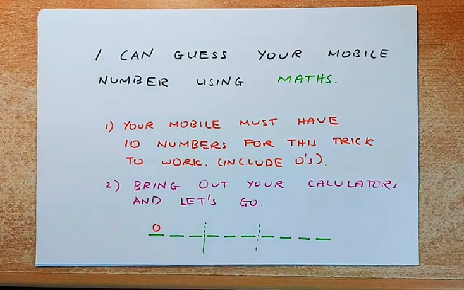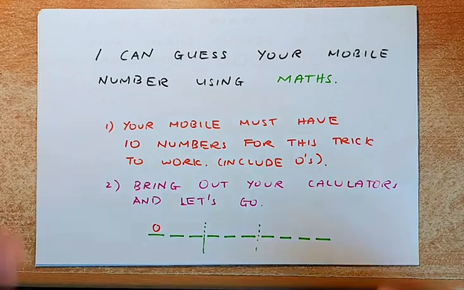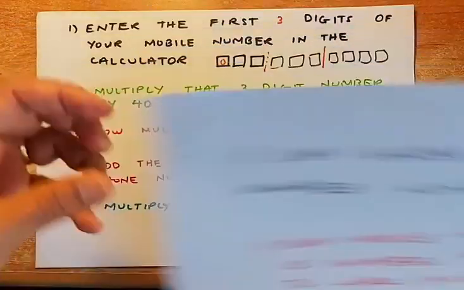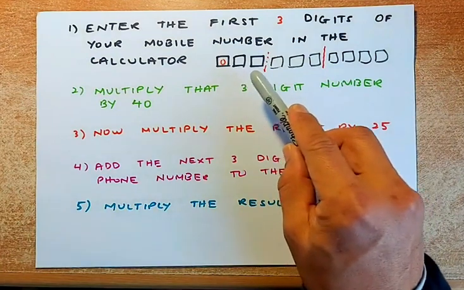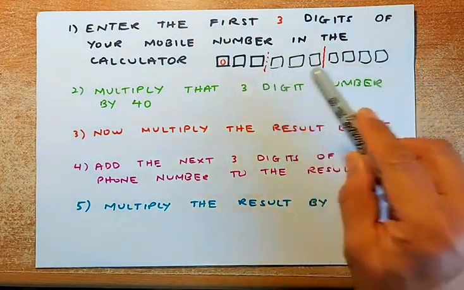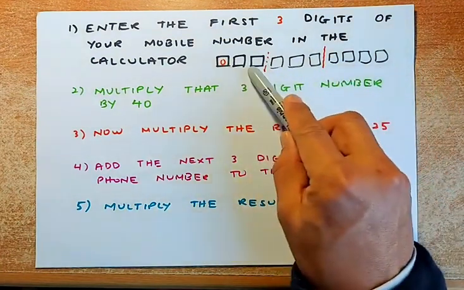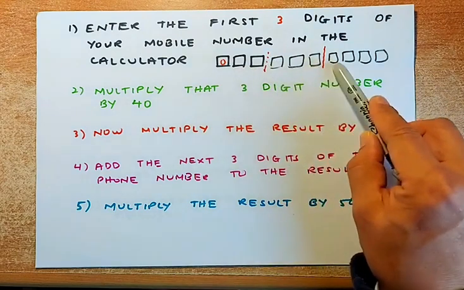Now, the next thing you need to know: you need to take out your calculator. You can use your phone or your computer. Let's go, we shall work it out. We're going to break the 10-digit phone number into 3 different compartments: the first 3 numbers, then the next 3, and the last 4.